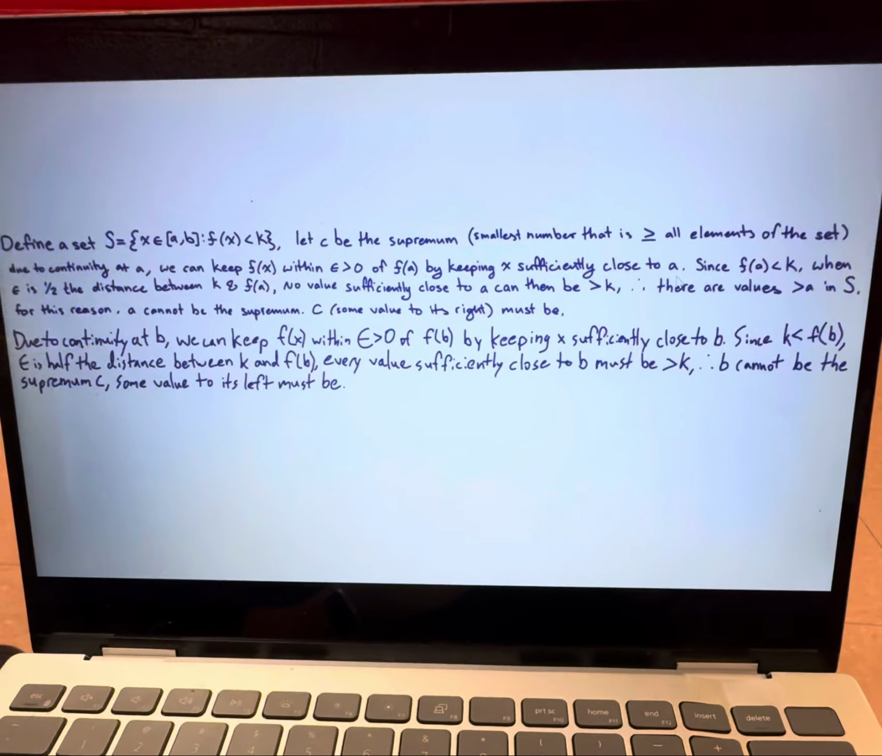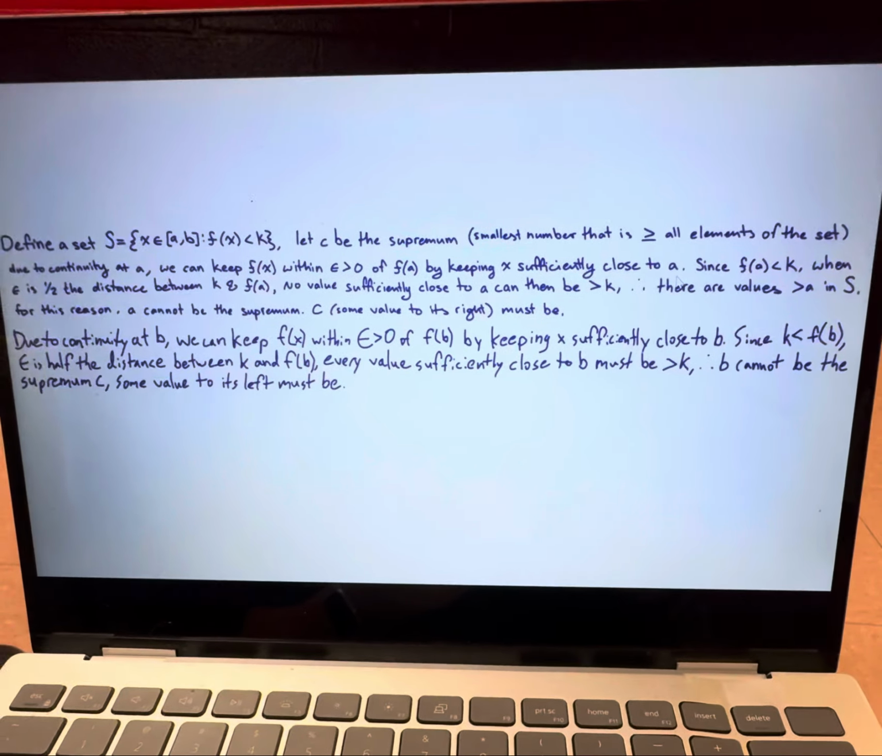And for this reason, a cannot be the supremum. Some value to its right must be. This is pretty intuitive, because if it wasn't true, then it's just not the supremum by definition. Same thing, due to the continuity at b, we can keep f of x within epsilon greater than 0 of f of b by keeping x sufficiently close to b. And since k is less than f of b, take epsilon to be half the distance between k and f of b. So every value sufficiently close to b must be greater than k, therefore b cannot be the supremum of the set.